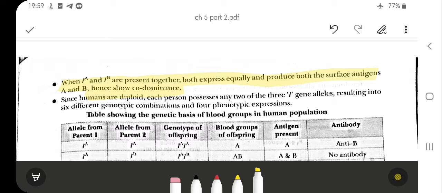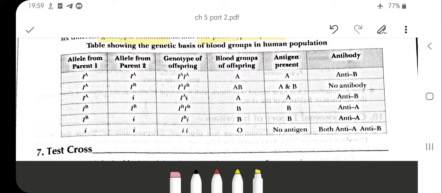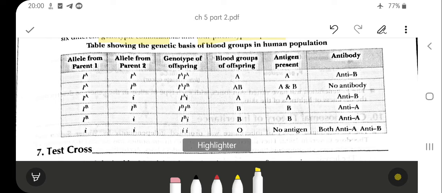Since humans are diploid, each person possesses 2 of 3 alleles, resulting in 6 different genotype combinations and 4 phenotype expressions. Because in the human population we have only 4 types of blood group, that is A blood group, AB blood group, B and O. So this is the phenotype, meaning the blood group is of 4 types only, A, B, AB and O. But we have 6 genotypes.